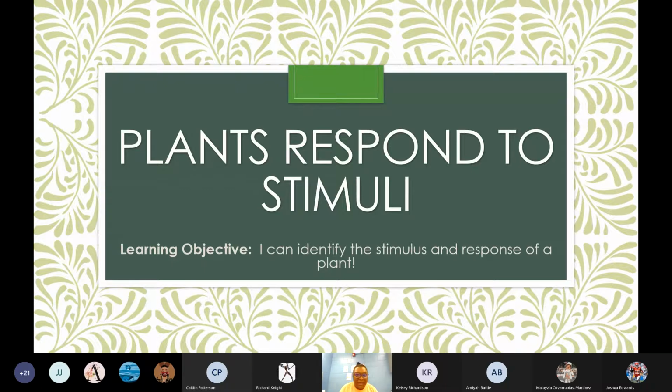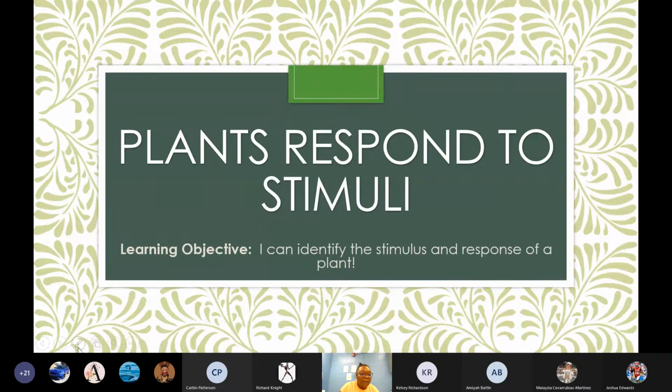Plants respond to stimuli. We want to remember that the word stimulus, or stimuli, which means many, means a change. So stimulus means a change in our environment. That can be a change on the outside or a change on the inside. An external stimulus is an outside change like temperature or less food being available. An internal stimulus would be hunger, thirst, sleepiness, fear. All of those are internal stimuli that will cause you as an organism to respond in different ways.